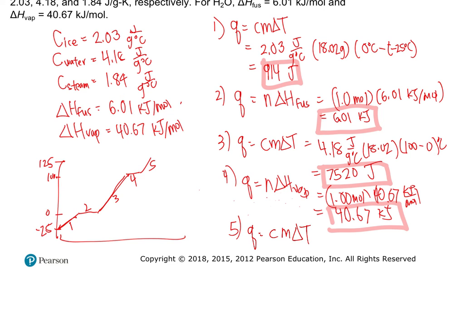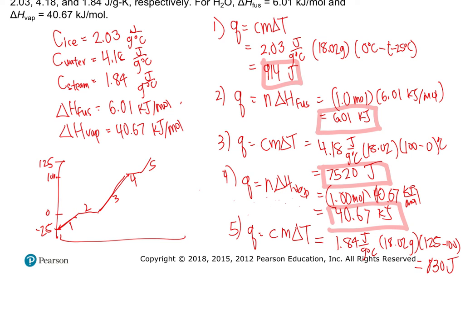I'm changing the temperature. And now my specific heat for steam is 1.84 joules per gram degrees Celsius. I have 18.02 grams. And I'm going up to 125 from 100. So a change of 25. And that gives me an amount of energy that's 830 joules.